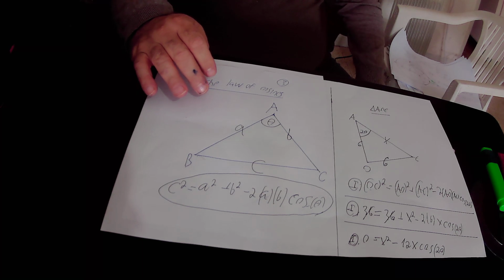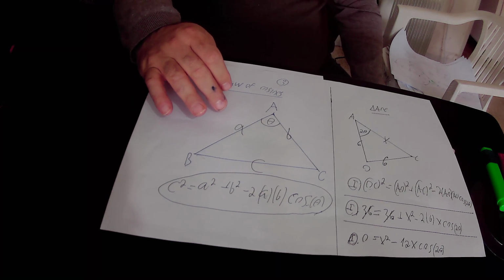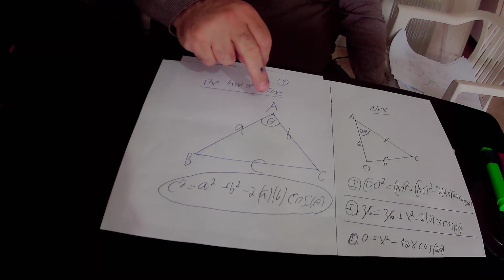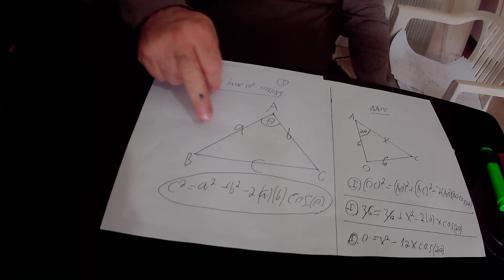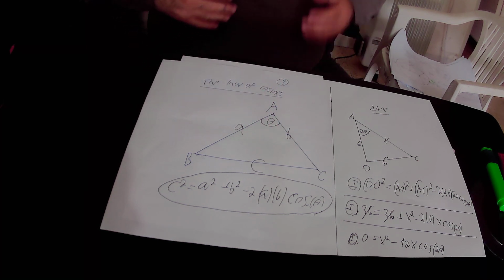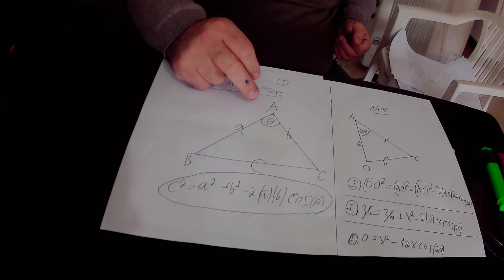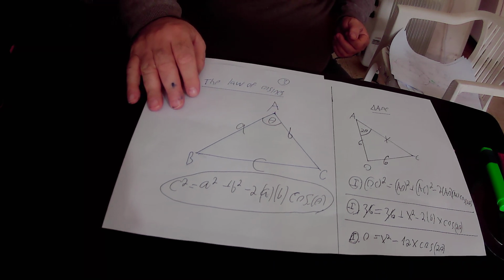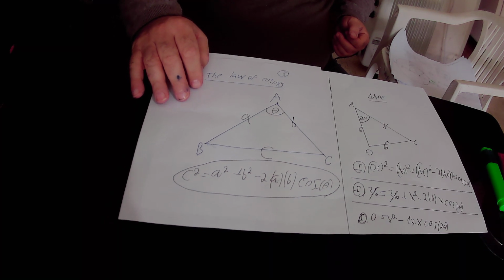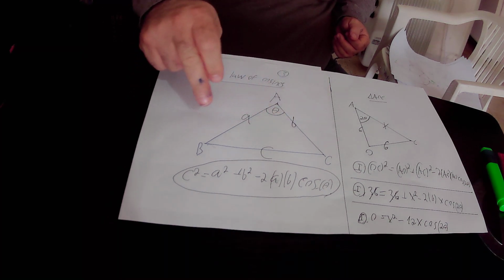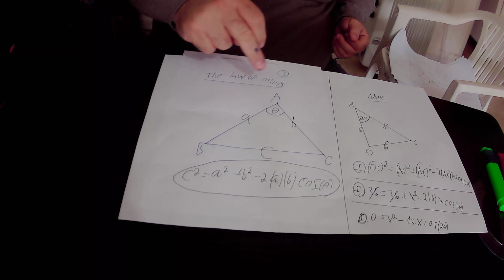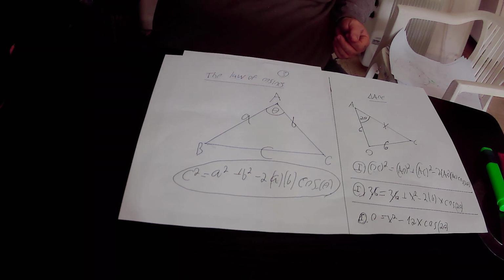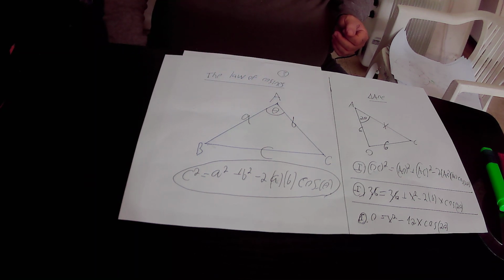We know that side AB of triangle ABC equals A units, side AC equals B units in length, and side BC equals C units in length. The angle between side AB and side AC is theta. Then, according to the law of cosines, C squared equals A squared plus B squared minus 2 times AB times AC times cosine theta. This equation is true in any triangle.